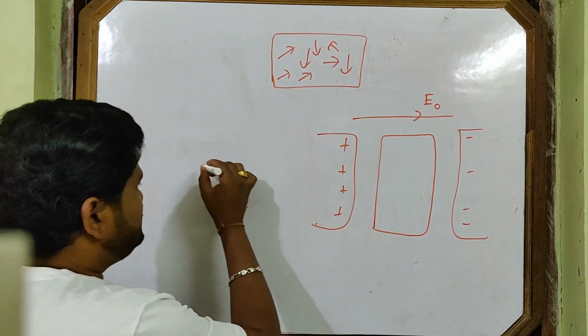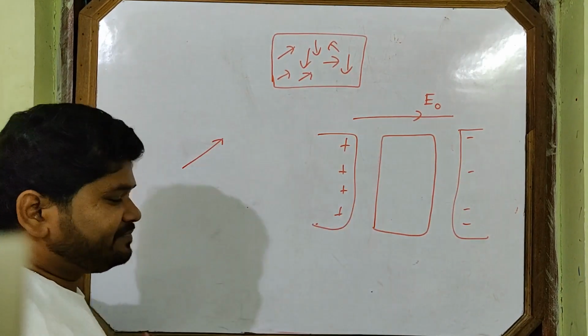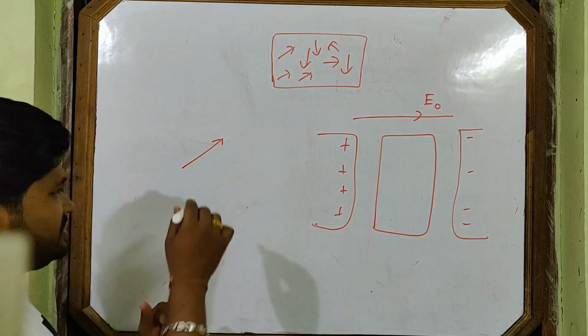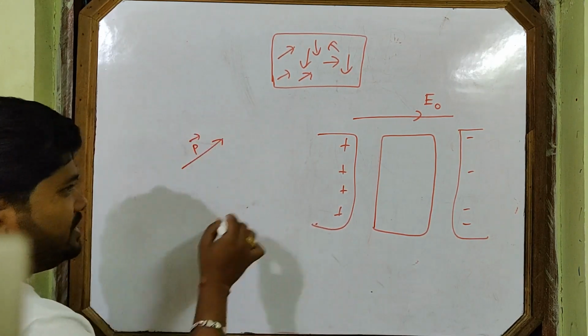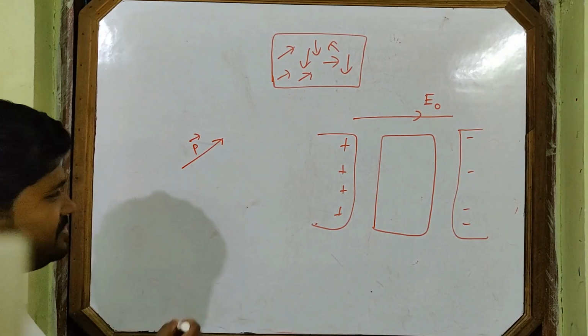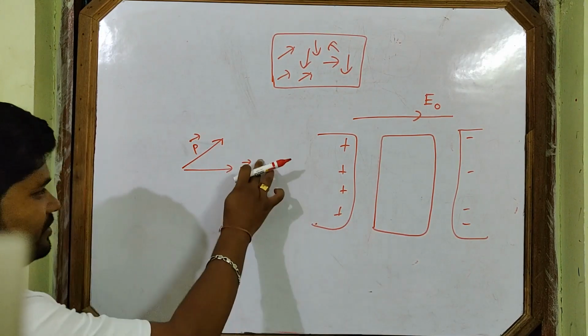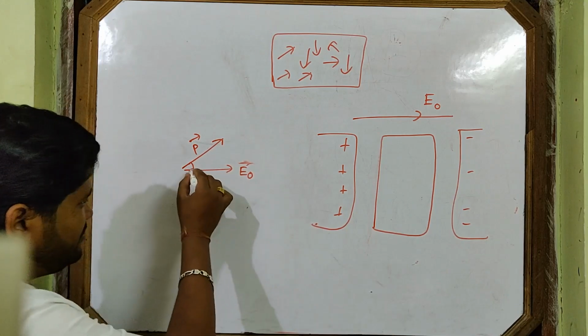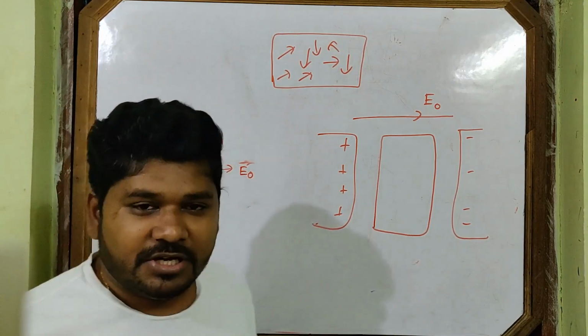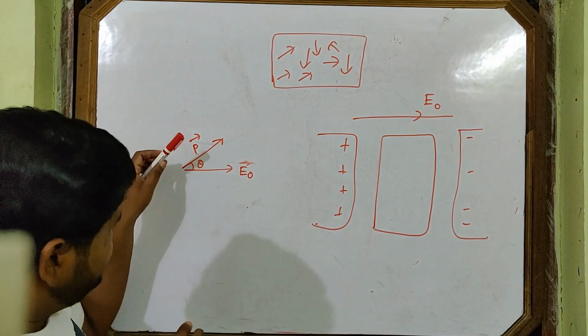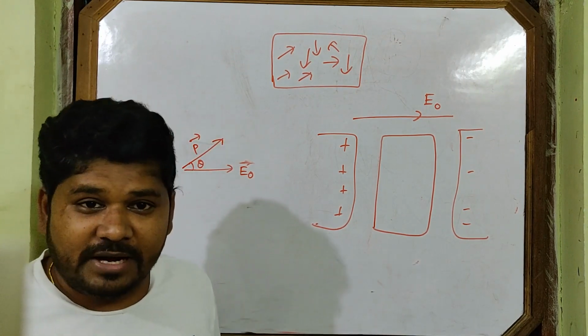Suppose one molecule is like this. You see, this is the dipole moment of the molecule. You apply an external field like this. You see, this is the external electric field. You just recall, what is the angle between them? Theta. Does the dipole remain like this?